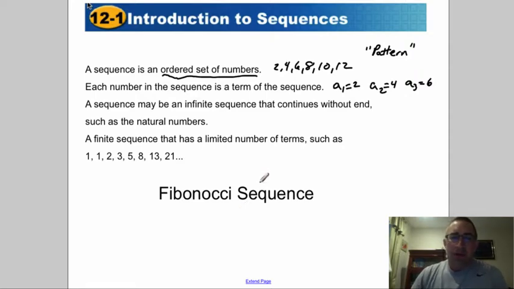You can also have two types of sequences. The first type is an infinite sequence that continues without end. So if you think of the natural numbers, 1, 2, 3, 4, 5, 6, 7, 8, 9, and if that would keep going forever, that would be an infinite sequence.